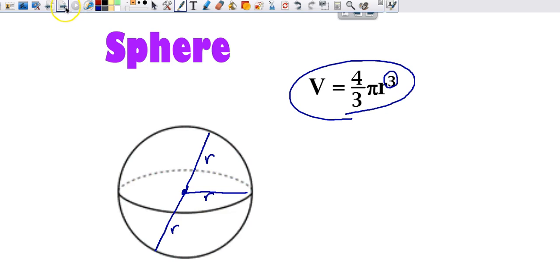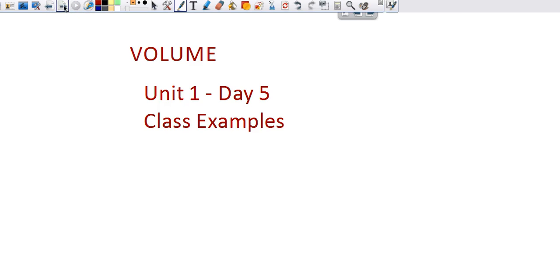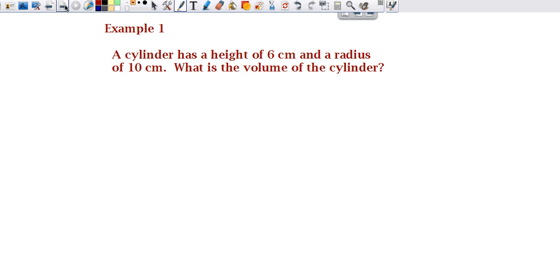So let's work through these. There's 5 examples to work for volume. And then you'll have enough information, hopefully, to do well on your day 5 assignment.